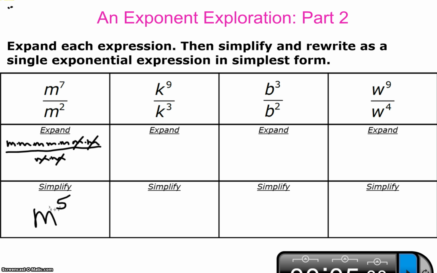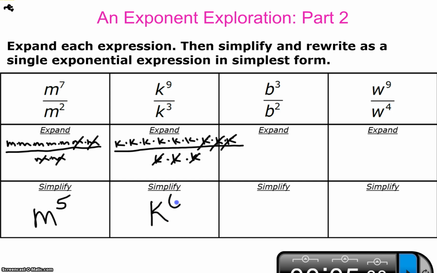Let's do the next one. K times K times K times K times K times K, 2, 4, 6 times K times K. And I'm going to go over to the next one a little bit. All divided by 3 Ks. K times K times K. Again, we know that if you are dividing with the same thing on top and bottom, they cancel. So you would cancel 3. And you are left with K to the 6th power. 1, 2, 3, 4, 5, 6.